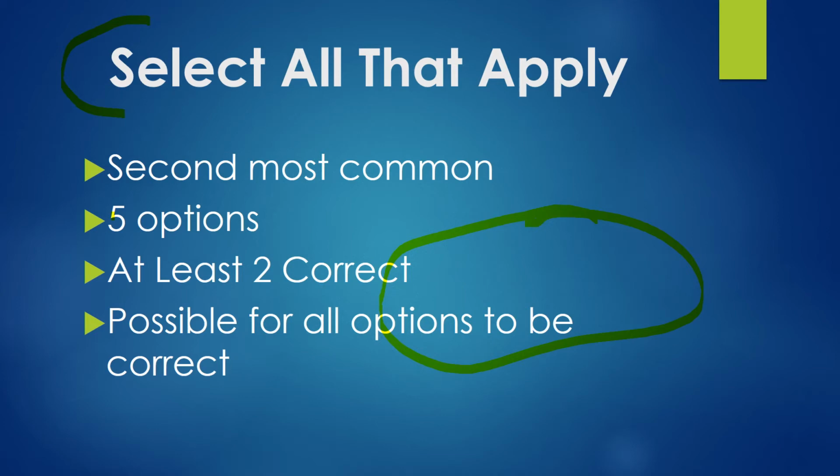Other than that, just like I said, 5 options. At least 2 of the options are going to be correct, but it's possible for all 5 of the options to be correct. So you can technically check off all 5 boxes on the select all that apply question. It's rare, but it can happen.